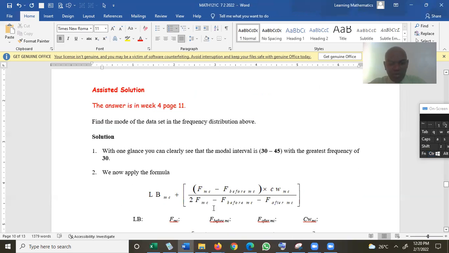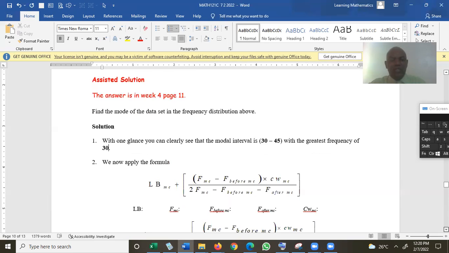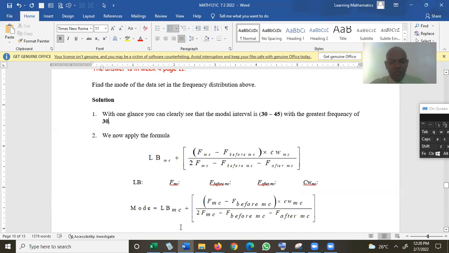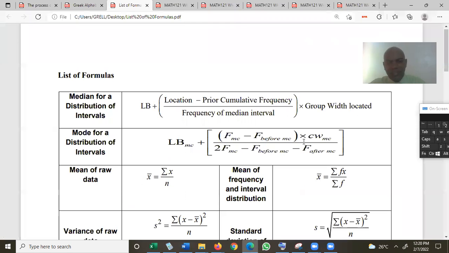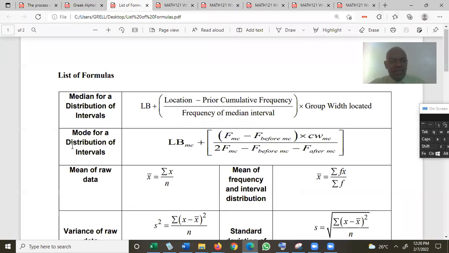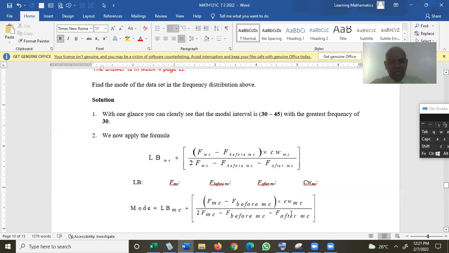We now apply the formula. So here's another formula to apply, the mode for interval. This formula is provided. Here it is, the second formula in the list. Familiarize yourself with these formulas, please. Mode for distribution of intervals. Here it is. You will have access to these formulas, but it's how to use it.